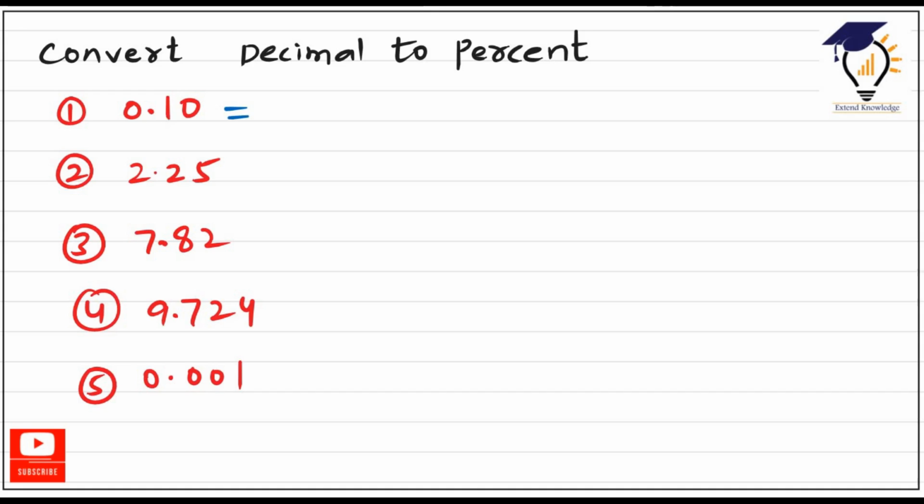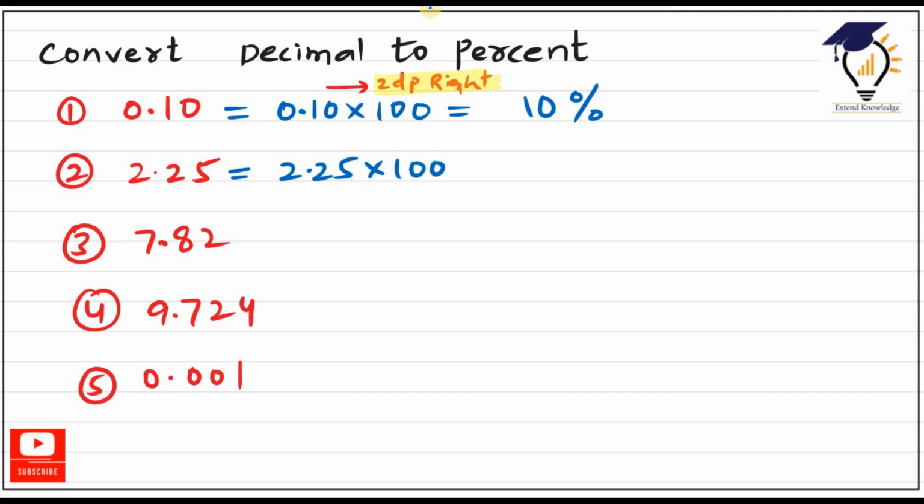Here we are back with answers. 0.10, as I discussed earlier, times 100 and then put the percentage symbol beside that. 0.10 times 100 is 10%. So what we are doing is moving the decimal 2 places to the right. Here 2.25 times 100, so simply move 2 decimal places to the right, that gives the percentage equivalent, 225%.